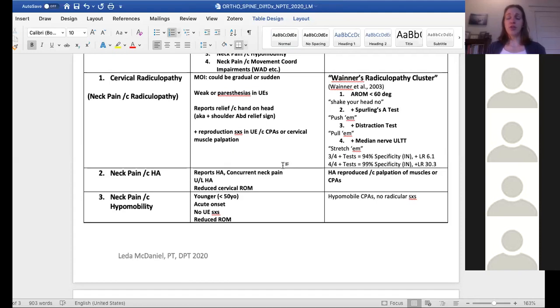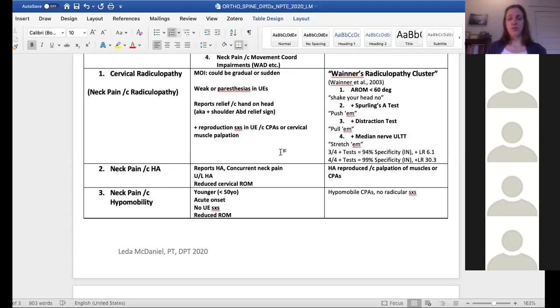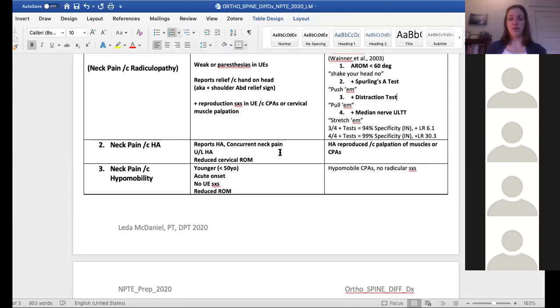The other things that patients could report is that they get some relief with hand over the head. And that tends to be because they're reducing some of that traction force on the brachial plexus, or on those cervical nerve roots that are maybe compressed or causing some of their symptoms. They could have reproduction of symptoms with CPAs or cervical muscle palpation into their upper extremity. So radicular pain when you're pushing or pulling or moving something in their neck, they're going to have upper extremity symptoms. So that's characteristic of radiculopathy.